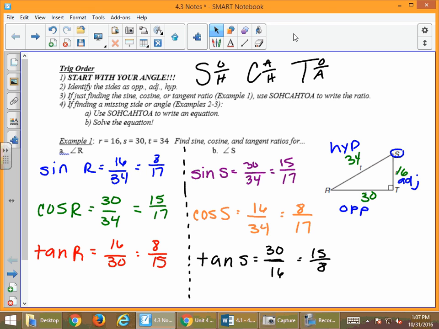All right. You might be noticing some things. What did you notice about the sine of R and the cosine of S? It's the same. What did you notice about the cosine of R and the sine of S? And what did you notice happened to the tangents? They switch. They flip. We'll get more in depth about the cosine and sine relationship Thursday. Right now just kind of recognize that pattern.